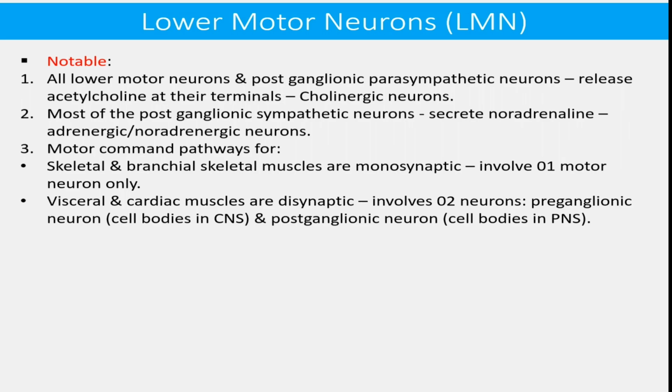Number one, the preganglionic neuron, whose cell body is located inside the central nervous system, and number two, the postganglionic neuron, whose cell body is located in the peripheral nervous system.